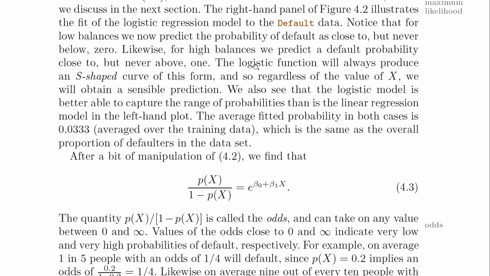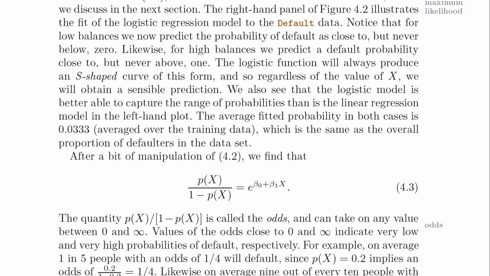So the right-hand panel is what we were looking at earlier, and in Desmos as well, illustrates the fit of the logistic regression model to the default data. Notice that for low balances, we now predict the probability of default as close to, but never below 0. Likewise, for high balances, we predict a default probability close to, but never above 1. The logistic function will always produce an S-shaped curve of this form, and so regardless of the value of x, we will obtain a sensible prediction. We also see that the logistic model is better able to capture the range of probabilities than is the linear regression model in the left-hand plot.